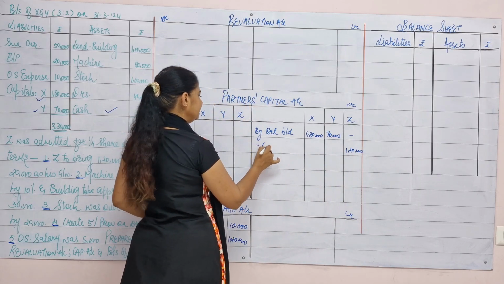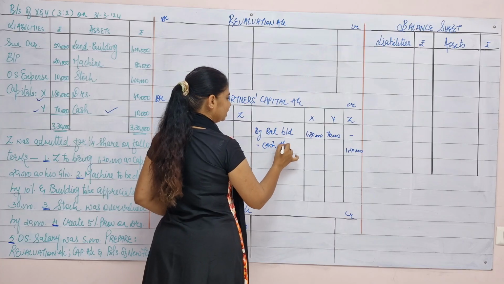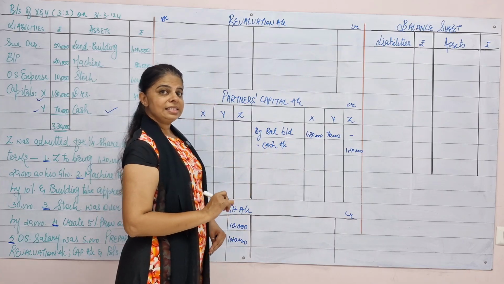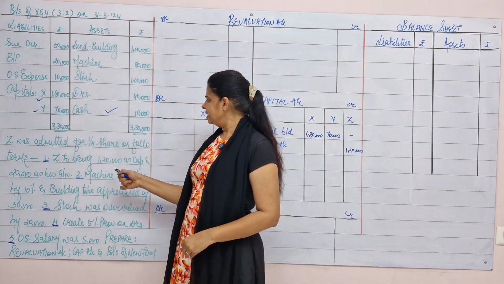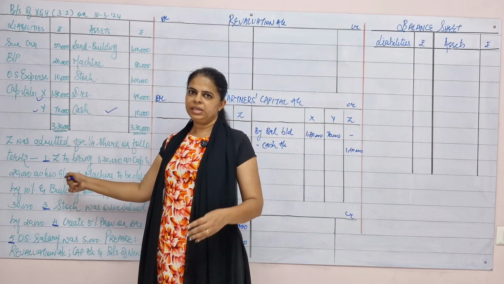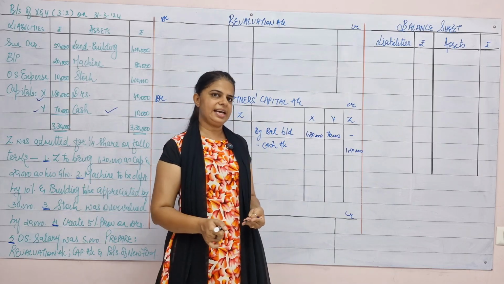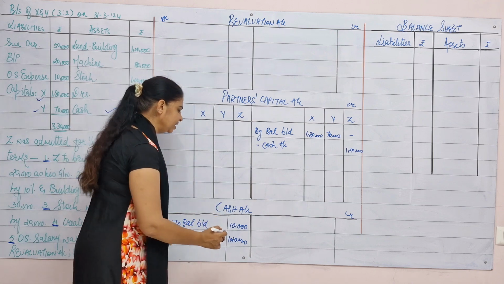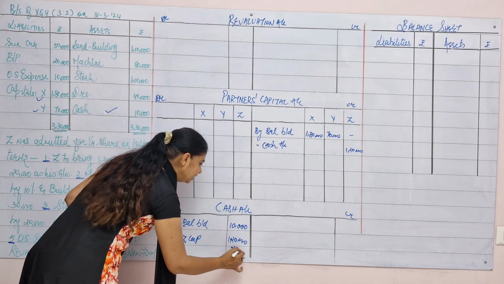1,20,000 कहाँ से लेके आए? By cash account. Further, the same adjustment says that he will be bringing 20,000 as his goodwill also. Again, firm में 20,000 cash आएगा. So again कैश आएगा तो कैश डेबिट होगा 20,000.